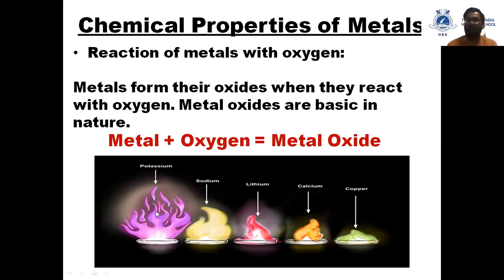Like potassium burns with oxygen and gives a purple flame. Sodium burns with oxygen and gives a yellow flame. Lithium burns with oxygen and gives a reddish flame, and copper burns with oxygen and gives a green flame. These metal oxides are basic in nature because they turn red litmus paper into blue.